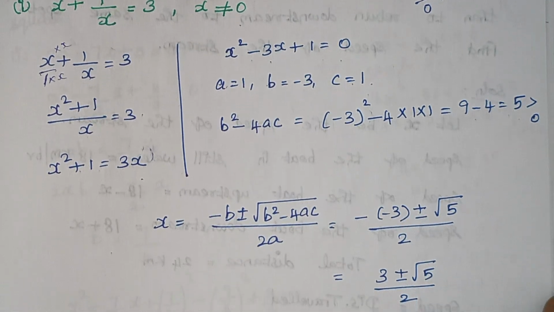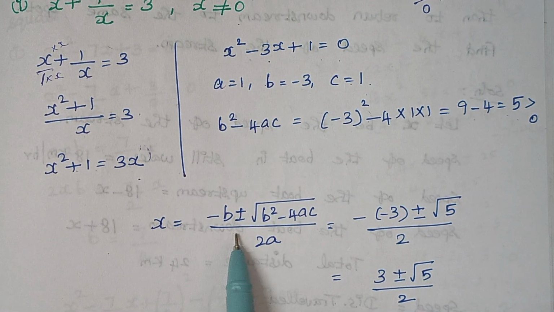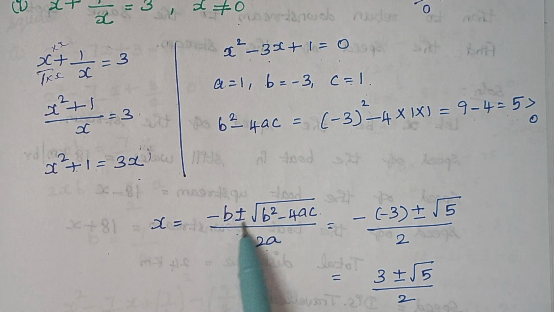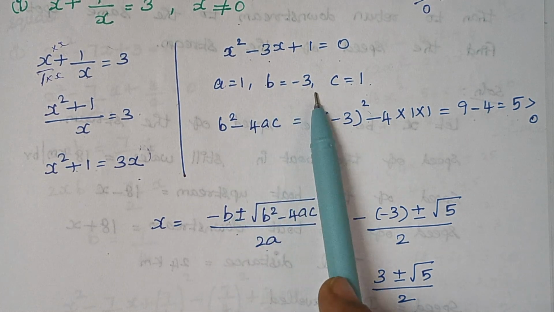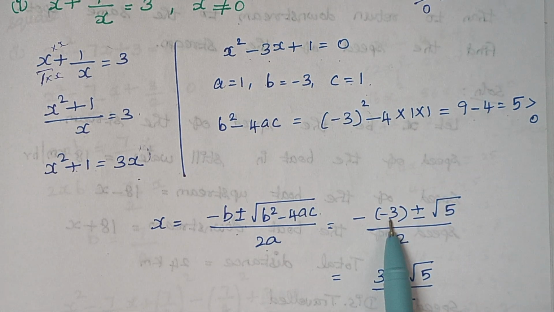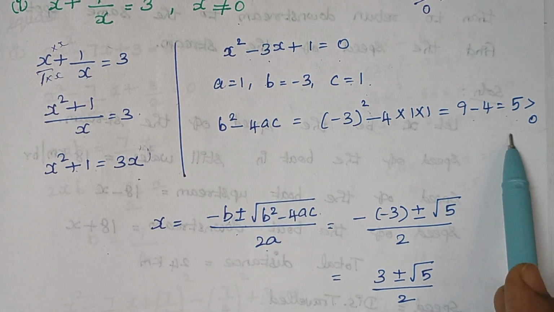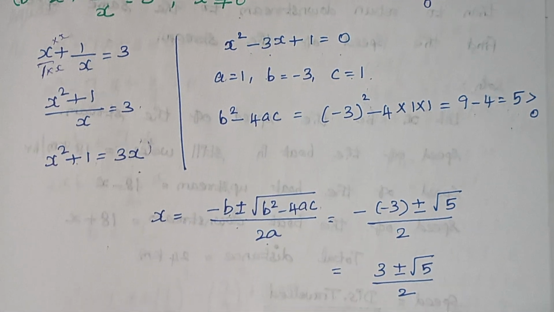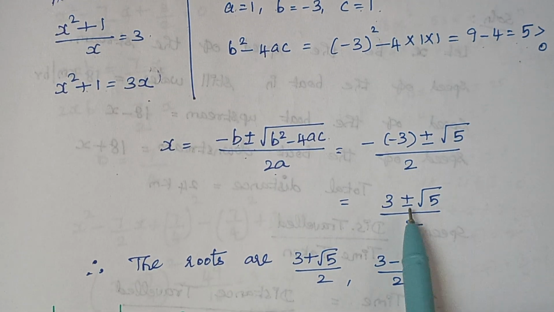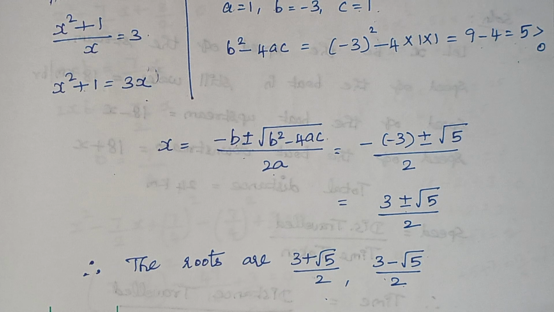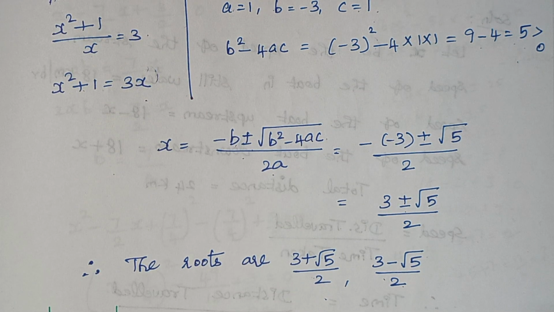Now substitute in the formula. X is equal to minus b plus or minus root of b square minus 4ac by 2a. What is the value of b? The value of b is minus 3. Therefore, minus of minus 3 plus or minus the value of b square minus 4ac is 5, so square root of 5 by 2. When you split this plus and minus sign separately, we have 3 plus root 5 by 2 and 3 minus root 5 by 2. So these two are the roots of the given quadratic equation.